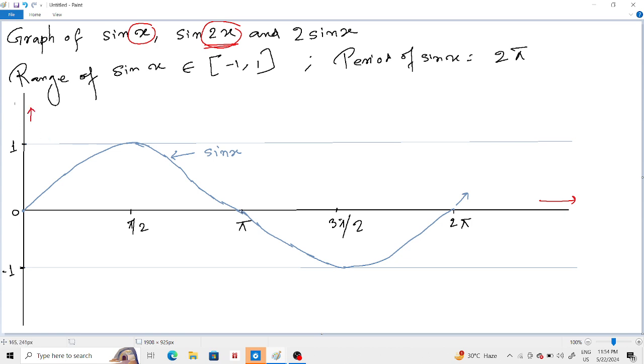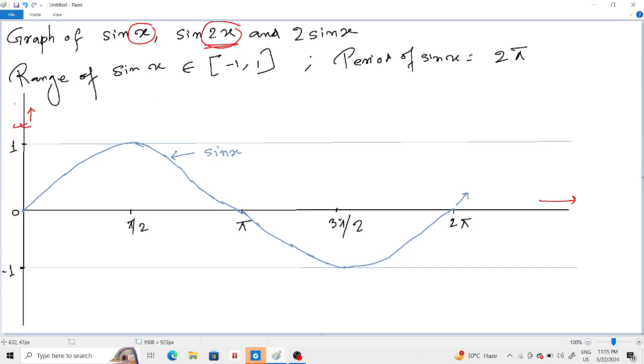Now sine 2x means that sine 2x is going to reach the same heights as sine x, but at half the time or half the radian values. This is the physical significance of sine 2x. You can imagine that sine 2x has double the speed of sine x. Whatever values sine x has reached on the y-axis, sine 2x is going to reach those same values, but at half the distance.